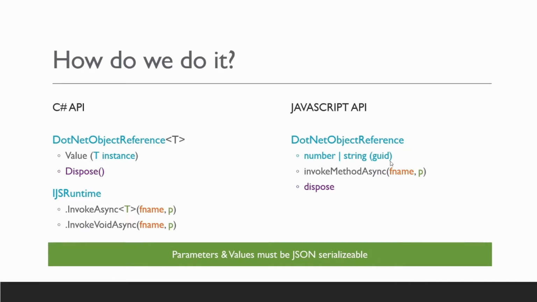Then we have the IJSRuntime. Now, this is an instance of the current JavaScript runtime in our browser. And we have access to it by calling InvokeAsync and InvokeVoidAsync. And I'll teach you how to use this in just a moment. On the JavaScript side of things, we can capture that .NET object reference, and we can make calls back to that .NET object.